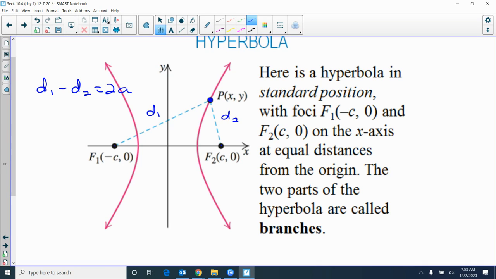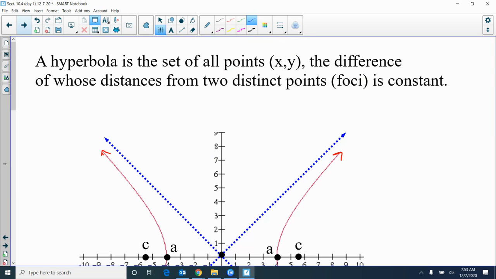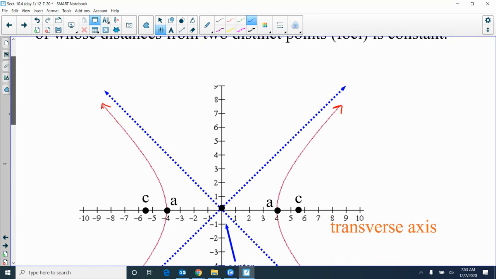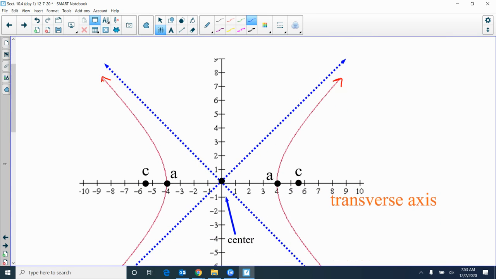Now, any spot right here, if you take these two distances, the larger distance minus the smaller distance is going to equal 2a. Okay. All right, now this is what's on your sheet. You see right there at the top the definition. It's a set of all points, the difference of whose distances from two distinct points is a constant. Okay, it is a constant.